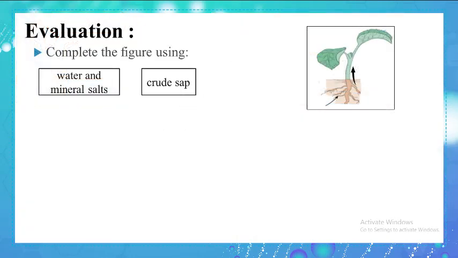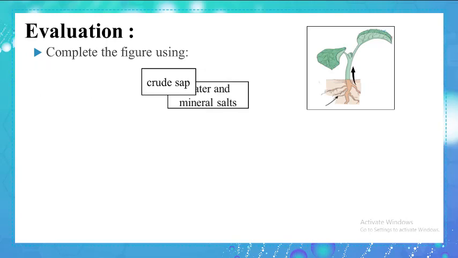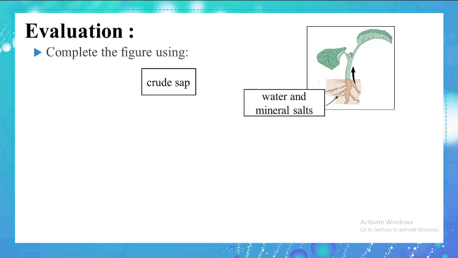Complete the figure, please, using these words. We have water and mineral salts and crude sap. Where are the water and mineral salts present? They are present in the soil. What is the crude sap? It is the water and mineral salts absorbed from the soil.